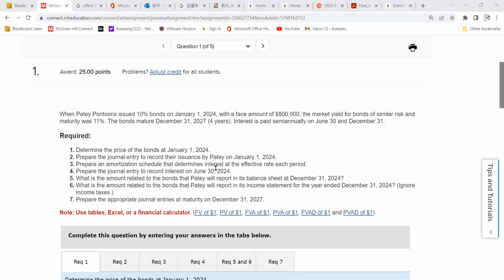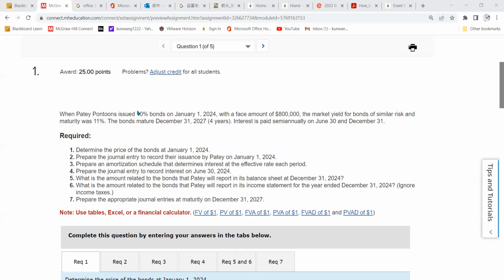So this question, you see how we have 1 to 7, the requirements step by step. But first we need to take a look at the bond issue in general, like will it likely be sold at a premium or at a discount, because that's a major direction we need to know in the beginning. And I believe this one will still be a bond discount.